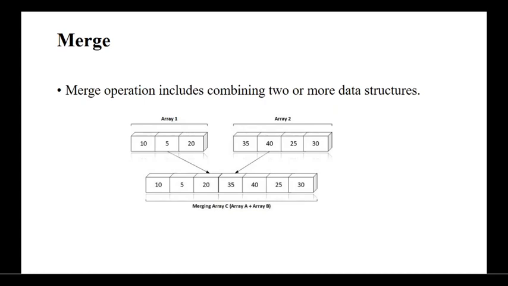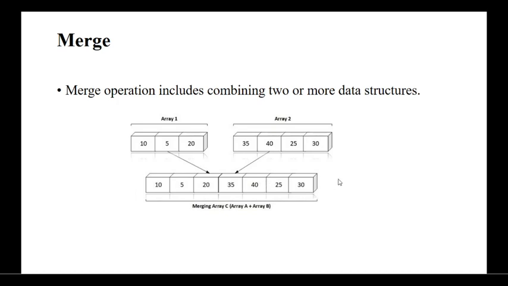Merge operation includes combining 2 or more data structures. Say for example, here I have 2 arrays, array 1 and array 2. Array 1 has 3 elements and array 2 has 4 elements. I want to combine these 2 data structures. How to combine? First take the 3 elements of array 1: 10, 5, 20. After that, continue with the array 2 elements. Combine it at the end of array 1, so the beginning of array 2 follows: that is 35, 40, 25 and 30.